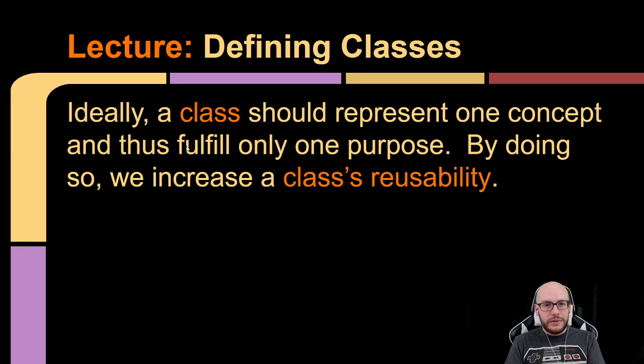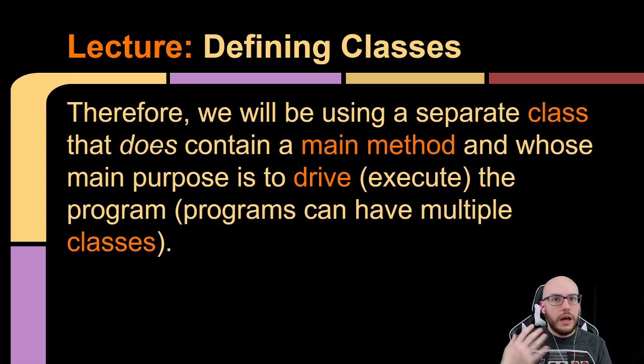Ideally, a class should represent one concept and thus fulfill only one purpose. With object-oriented programming, we're trying to create code that is so generically good that I can take it from one program and reuse it in another one. If I were to plug in a main method, I'm locked in. That class, I have to basically go in and edit the source code from that point on if I want to reuse it.